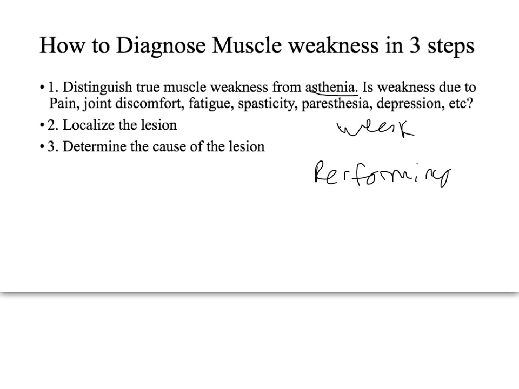Once you've identified that it's a true muscle weakness, the next 2 things you want to do are localize the lesion, and then from localizing the lesion, you've narrowed down your list of possibilities extensively, and then you can determine the cause of the lesion. And so I'm just going to expand on these 2 things over the next many slides.